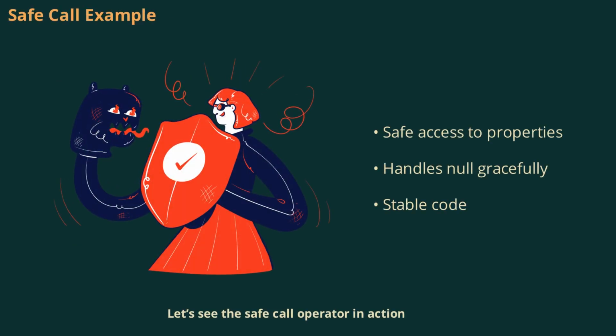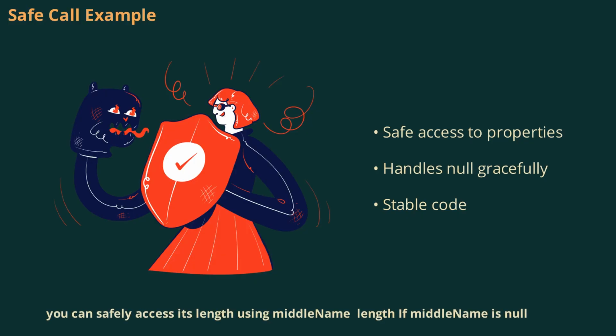See the safe call operator in action. If you have a nullable variable like middleName, you can safely access its length using middleName?.length. If middleName is null, the result is null, and your program continues without crashing. This feature is especially useful when dealing with optional data, ensuring your code remains stable and error-free.